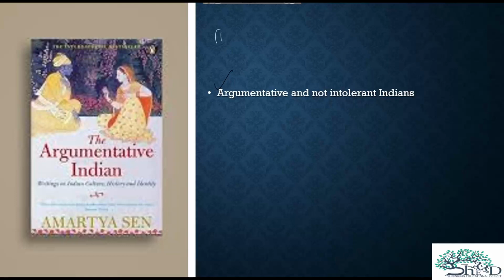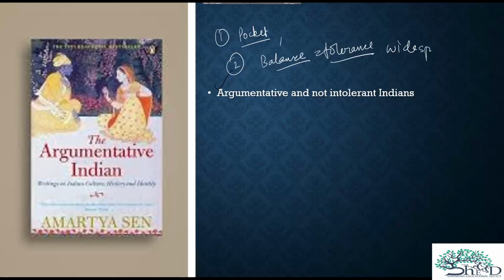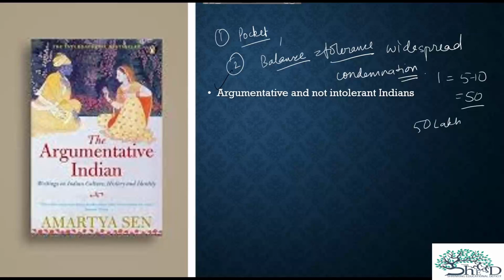So there are 2-3 parts. One, you can say that all these incidents are pocket incidents. Things are definitely changing in some areas where intolerance is increasing, but overall the balance is still in favor of tolerance because of the widespread condemnation that these incidents receive. You must have seen, right? Every news channel condemns it. Many people take out rallies. For one incident where 5 to 10 people are involved, or in mob lynching 50 people are involved, 50 lakh people condemn it. So on balance, people are tolerant.